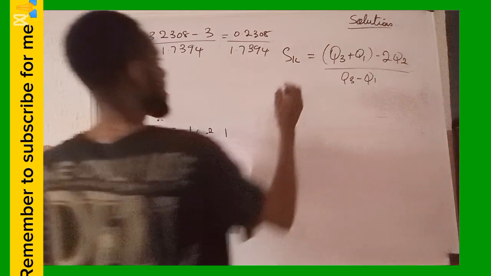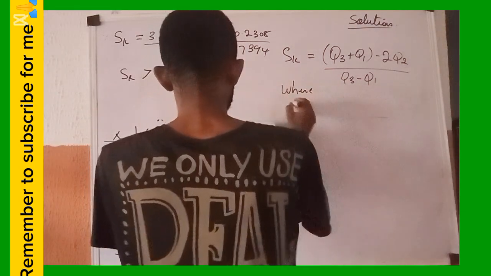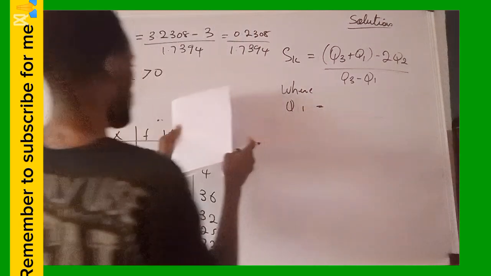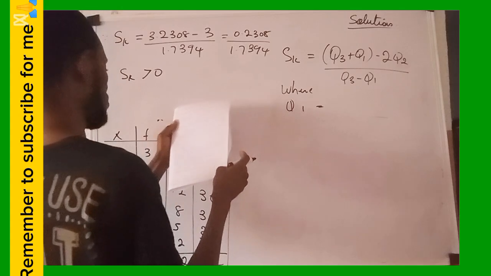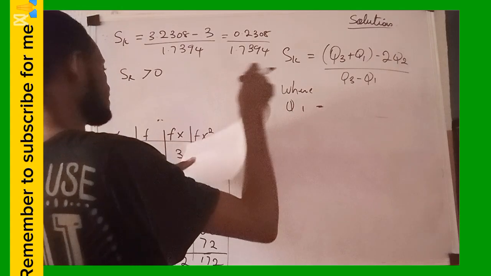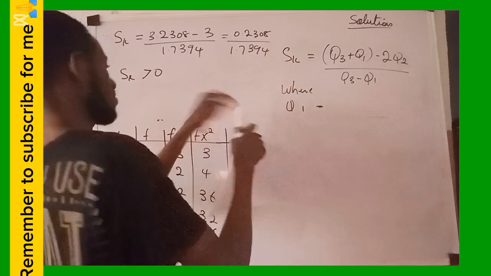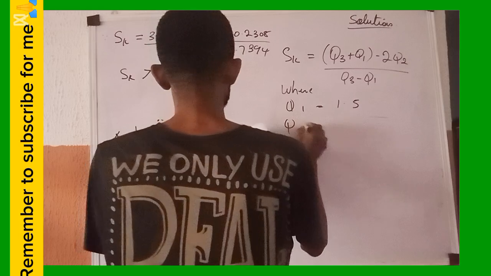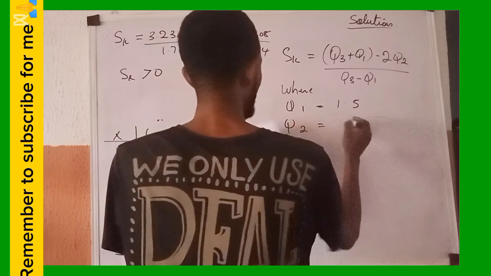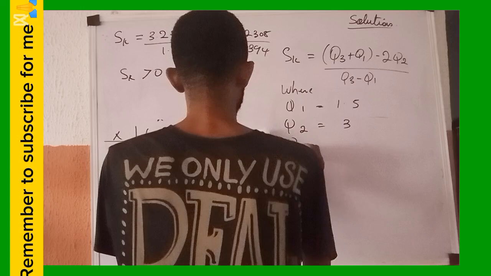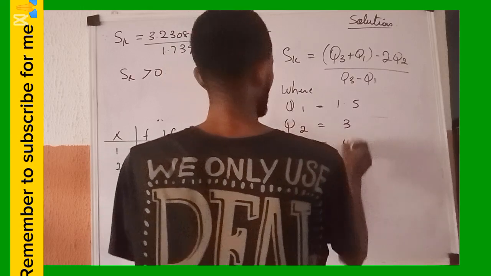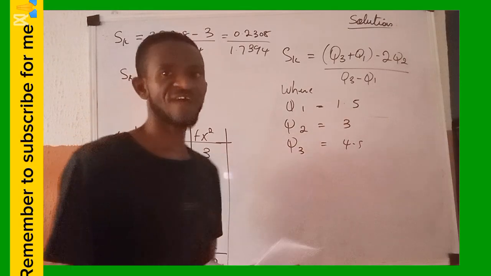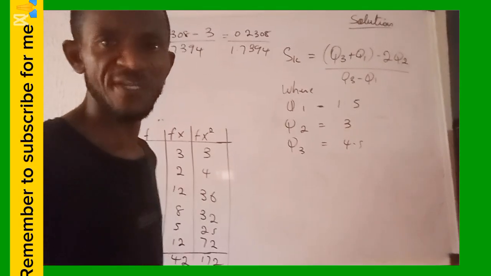Yes. We now say where our Q1 was gotten to be 1.5. Then our Q2, which of course is the median, the value we got was 3, and our Q3, the value we got was 4.5. We are going to have a class teaching how to arrive at these values. Permit me to remove what came up on the screen.